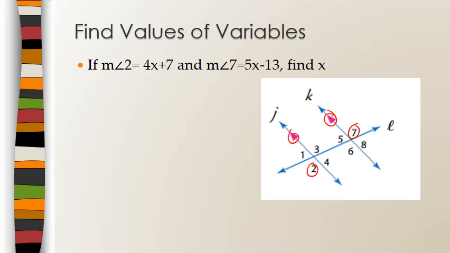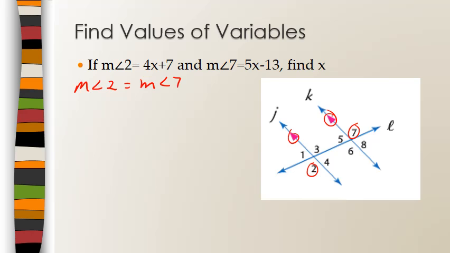In looking at this, I can see that angle 2 and angle 7 have got to be congruent because of the alternate exterior angles theorem. They are alternate exterior angles. They're not in the interior between the two parallel lines. They're on the outside of that, and they are alternate exterior angles. And so then the measure of angle 2 is going to equal the measure of angle 7.